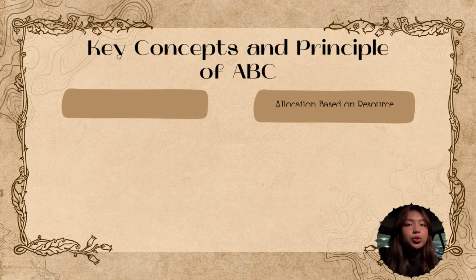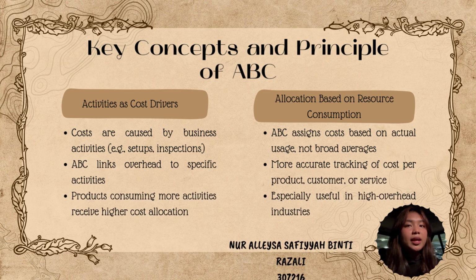Next, I'd like to walk you through the concept and principles of ABC, an accounting innovation that reshaped how organizations understand their costs. Let's begin with a quick historical context. Before the 1980s, most companies relied heavily on traditional costing systems. This system used broad averages to allocate overhead, typically using just one or two cost drivers like direct labor hours or machine hours. In simpler manufacturing environments, this worked just fine.